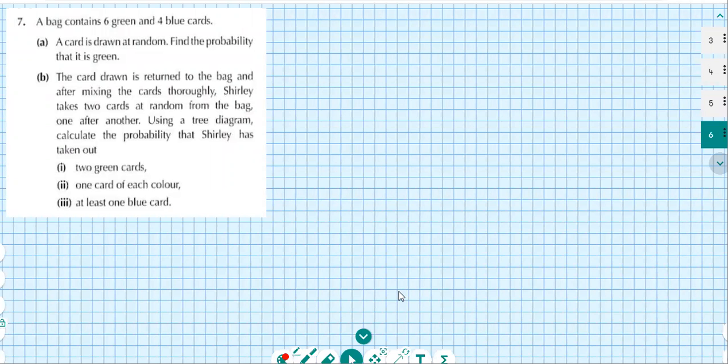Question number 7. A bag contains 6 green and 4 blue cards. A card is drawn. Find the probability that it is green. So it is very easy. There are 6 green cards, so 6 divided by the total number of cards, 10. So it will be 3 by 5.